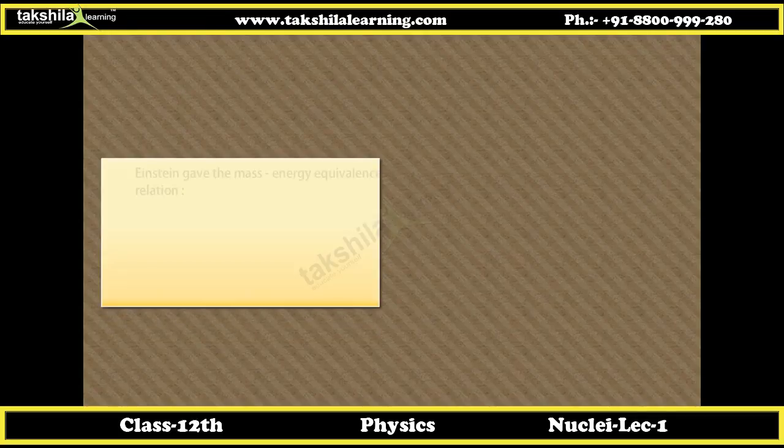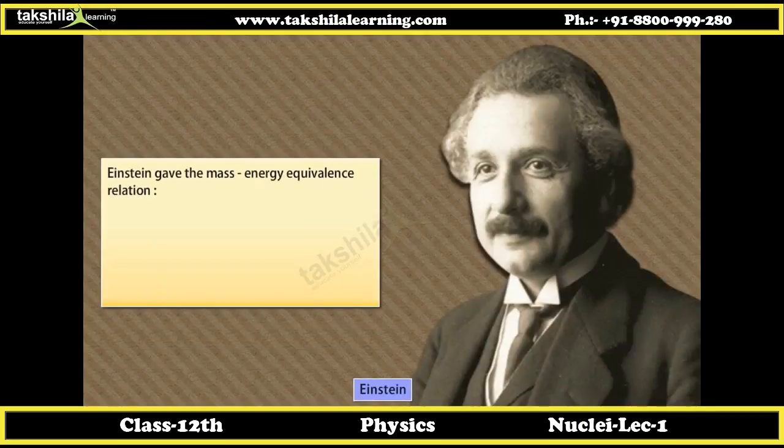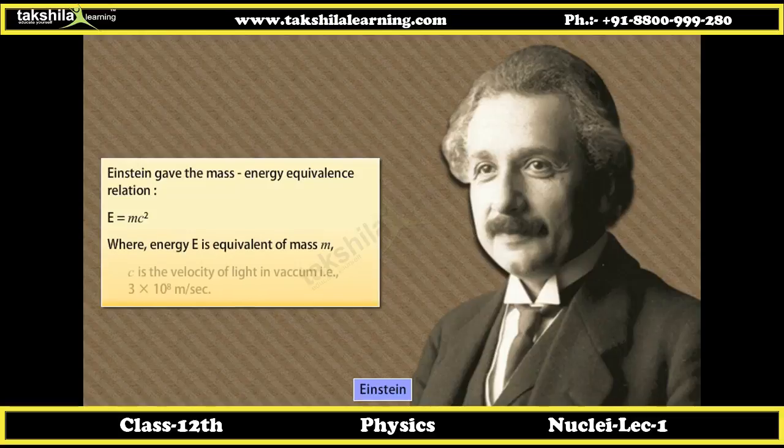Mass energy. Einstein gave the mass-energy equivalence relation. E is equal to mc square, where energy E is equivalent of mass m. c is the velocity of light in vacuum, that is 3 into 10 raised to the power 8 meter per second.